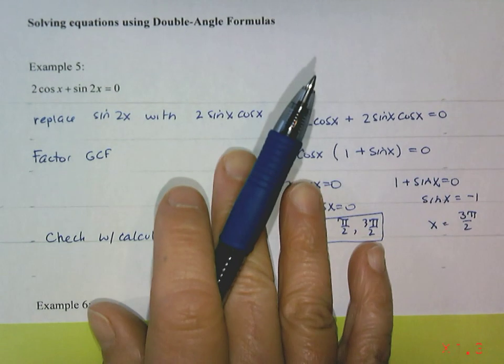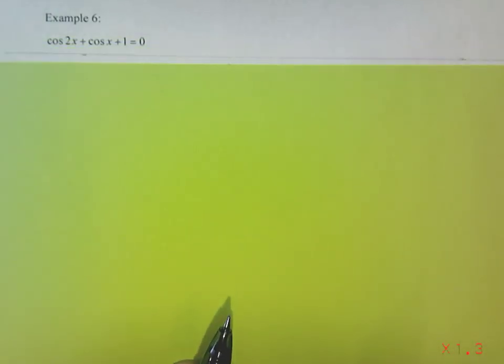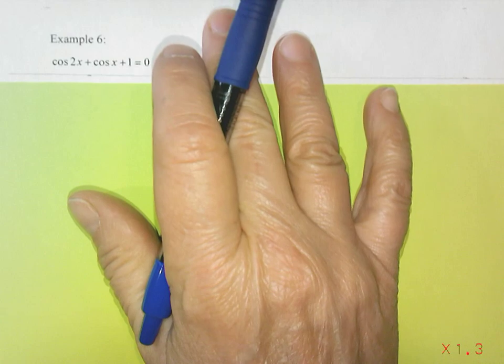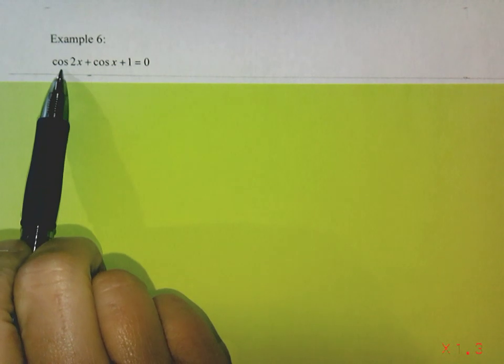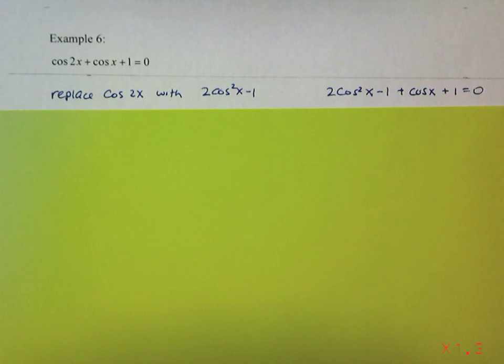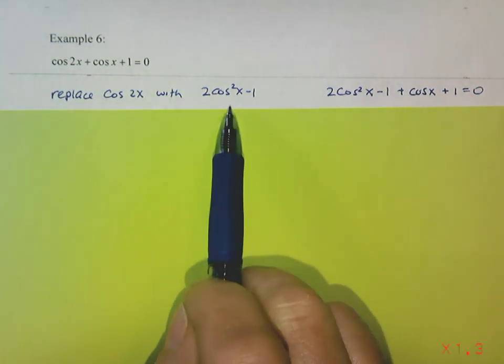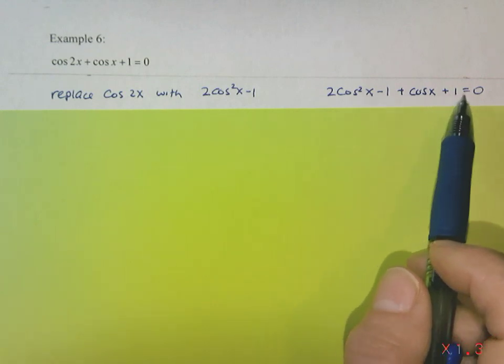My last example for this section is going to be cosine 2x plus cosine x plus 1 equals 0. Since there are 3 different formulas I could use for cosine 2x, I could use any of them. But this is a case where it's going to be easier to use one just with cosine in it because I have a cosine here and a cosine here. I don't have sines. So I'm going to replace cosine 2x with 2 cosine squared x minus 1. So I get 2 cosine squared x minus 1 plus cosine x plus 1 equals 0.